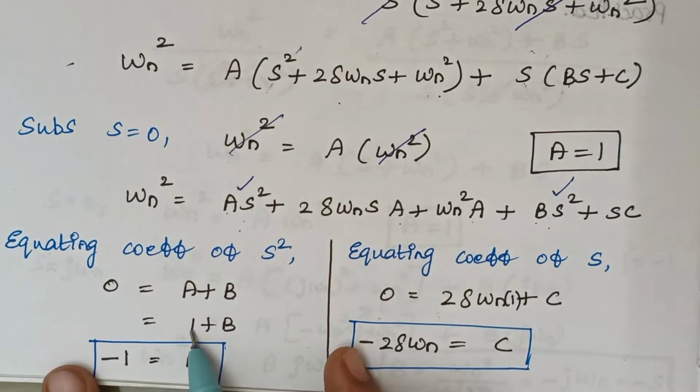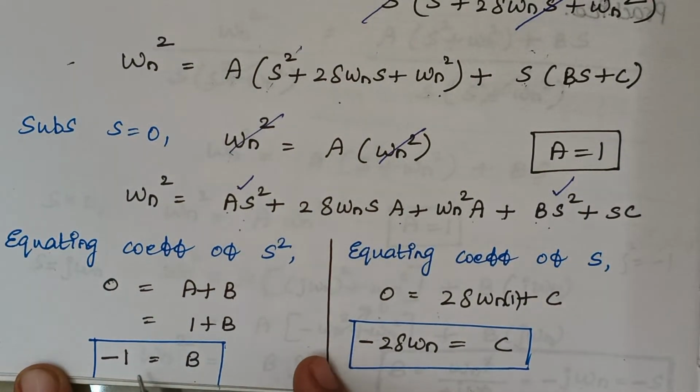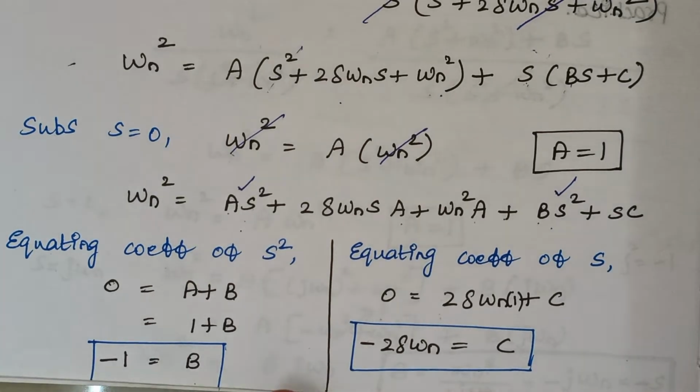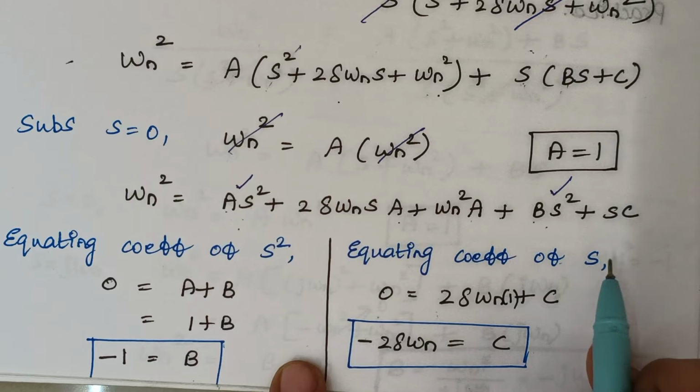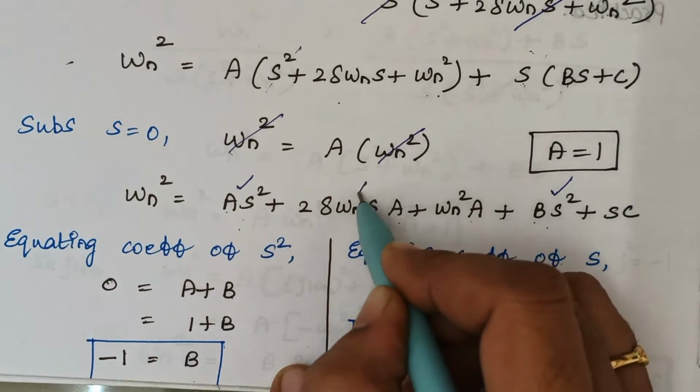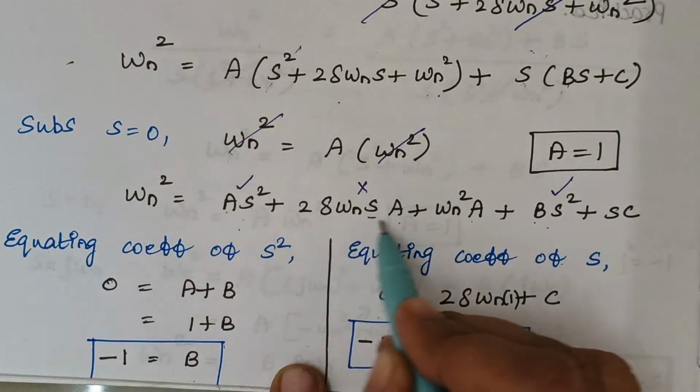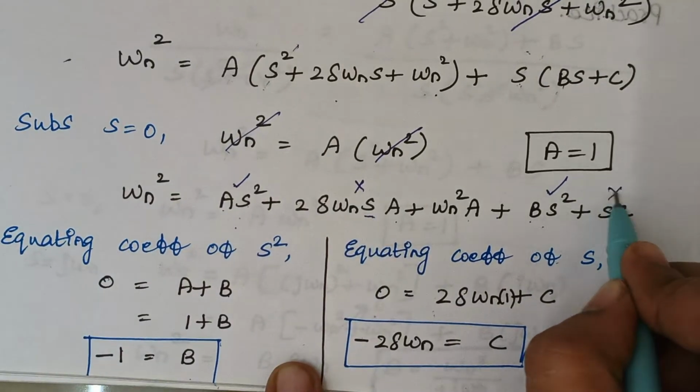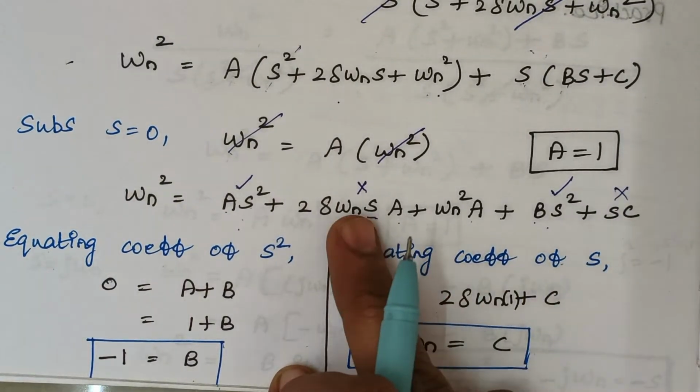So just substitute the value of a here, and finally the value of b is found. B is equal to minus 1. Right. And the next thing is equating the coefficient of s. So here this is your s term and here this is your s term. So now equate the coefficients.